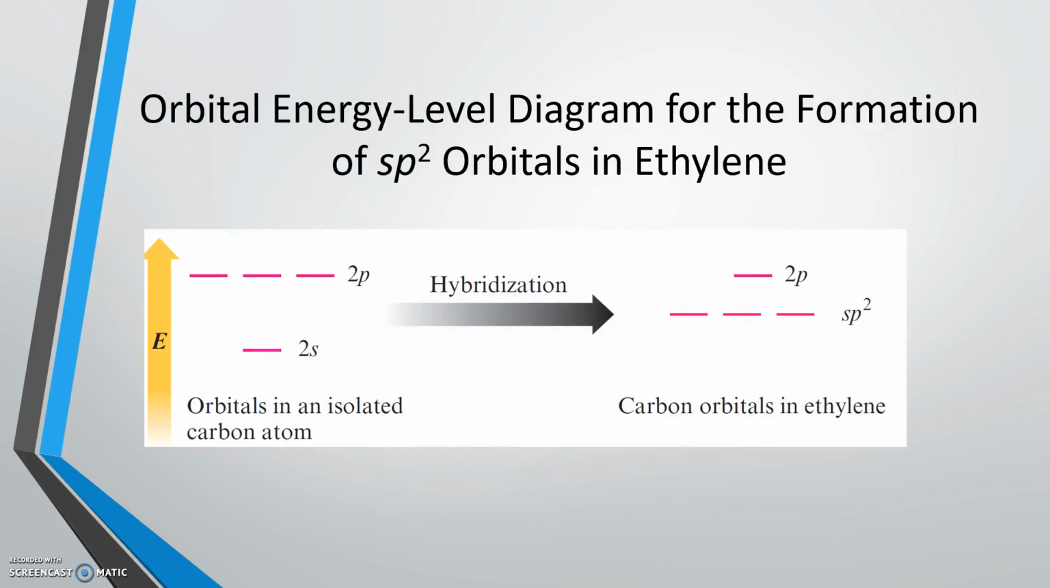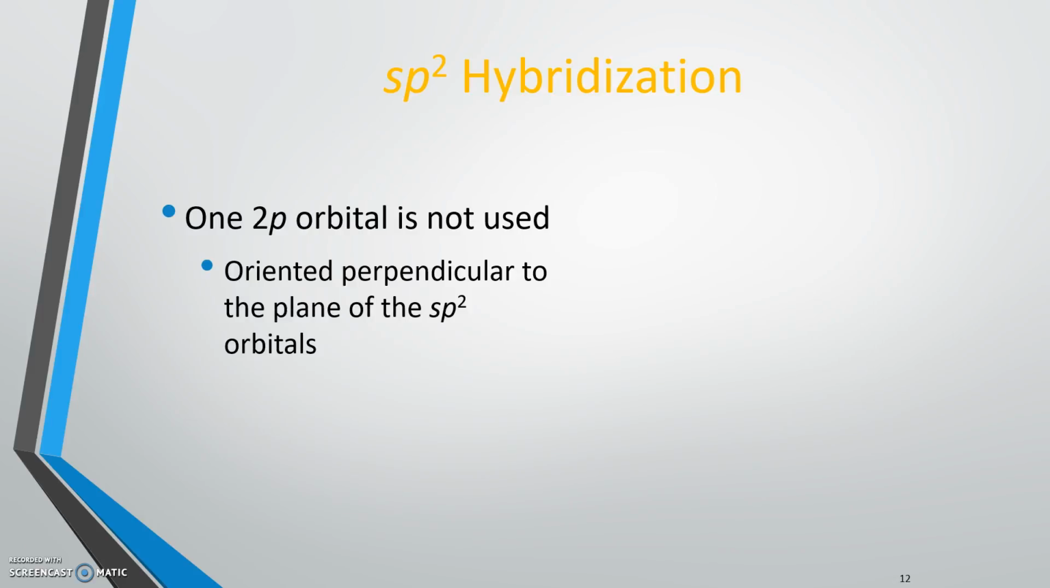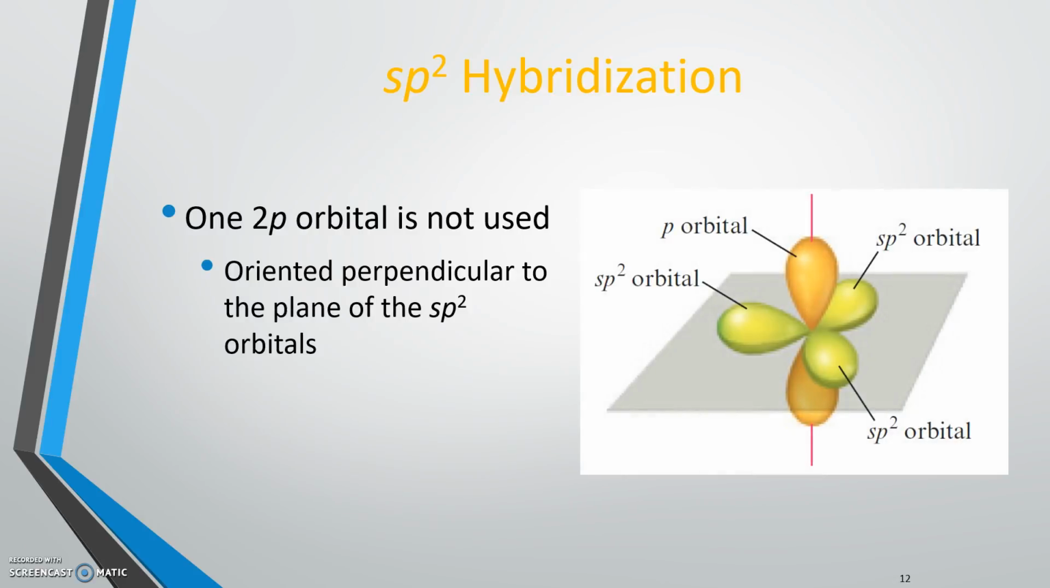Considering again the energy diagram, you can see the isolated orbitals with their differing energies, and then after the hybridization we have 3 equal energy sp2 orbitals and an additional higher energy 2p orbital. With sp2 hybridization, there's always a 2p orbital that is not used and is oriented perpendicular to the plane of the other sp2 orbitals.